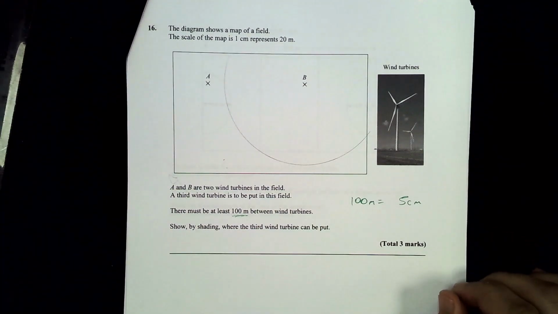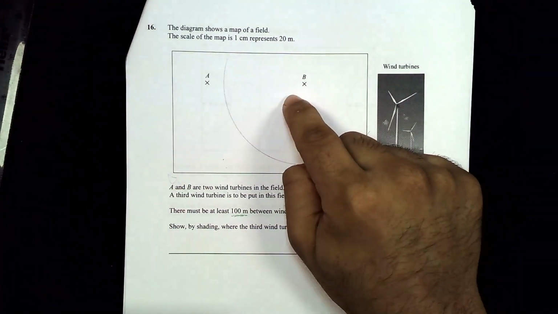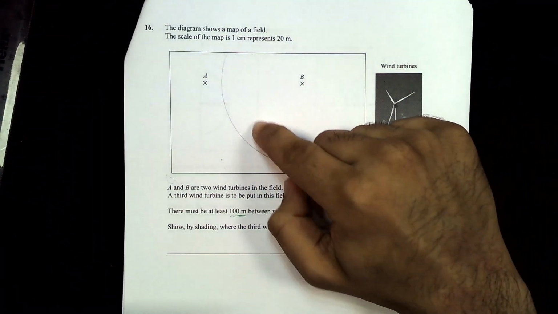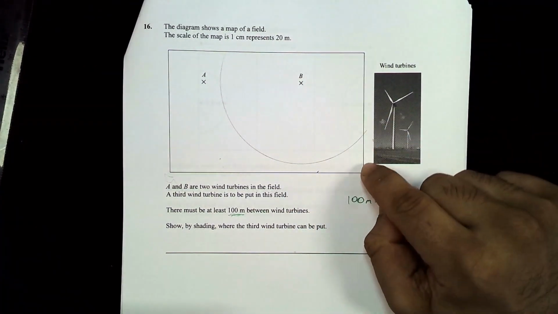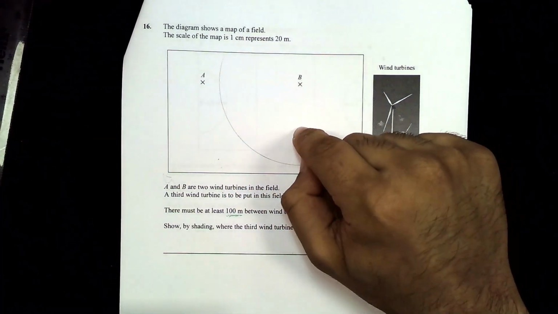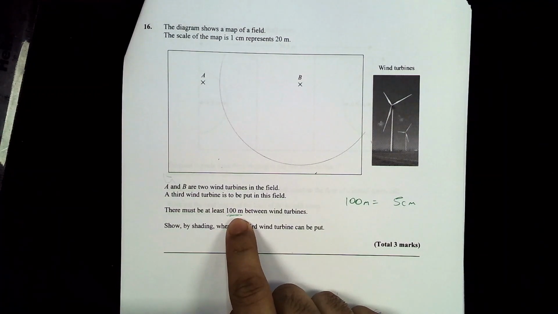So the wind turbine can't be inside this circle, because anything inside this circle is nearer than 100 meters. This circle basically represents 100 meters away from B. If I put the turbine here, then that's okay. Anywhere around here is good, but inside here is no good, because it's got to be more than 100 meters away from it.